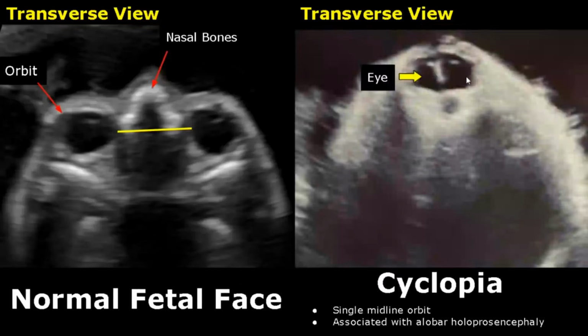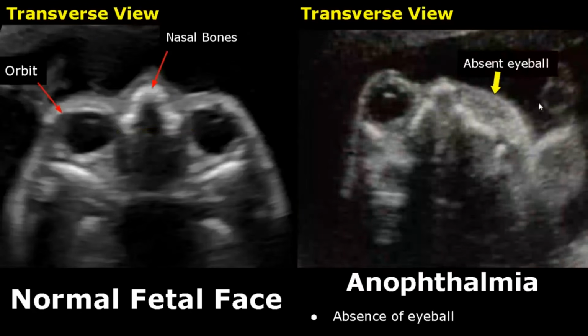Cyclopia occurs in a severe case of holoprosencephaly. In cyclopia, there is only a single midline orbit which contains either one or both eyes. We can only see a single orbit in the midline. Anophthalmia refers to absence of eyeball. In this transverse view, we can only see one eyeball.